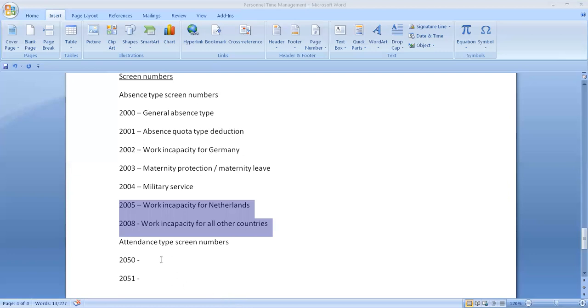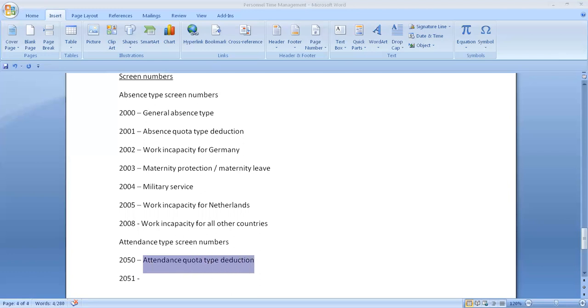2050 is attendance quota type deduction. 2051 is just the opposite of it: no attendance quota type deduction.